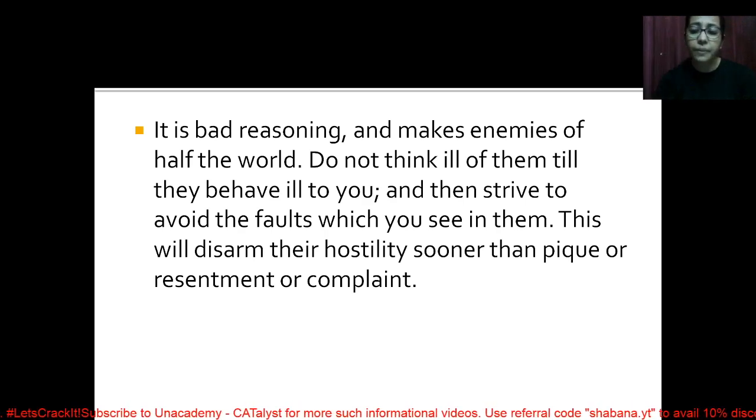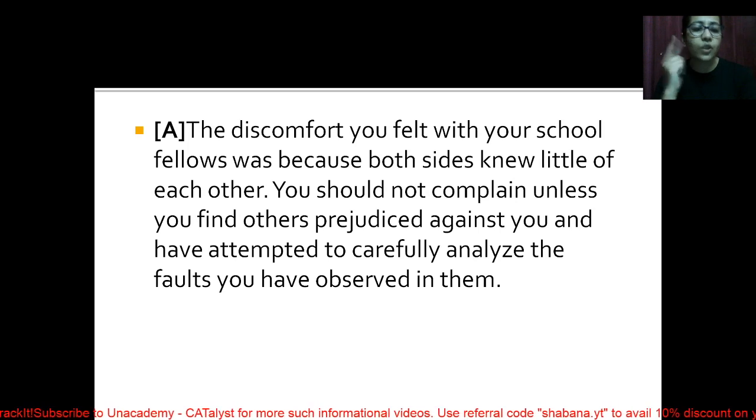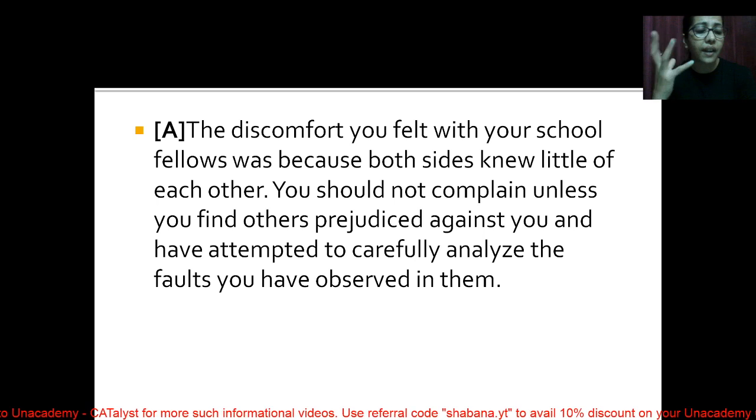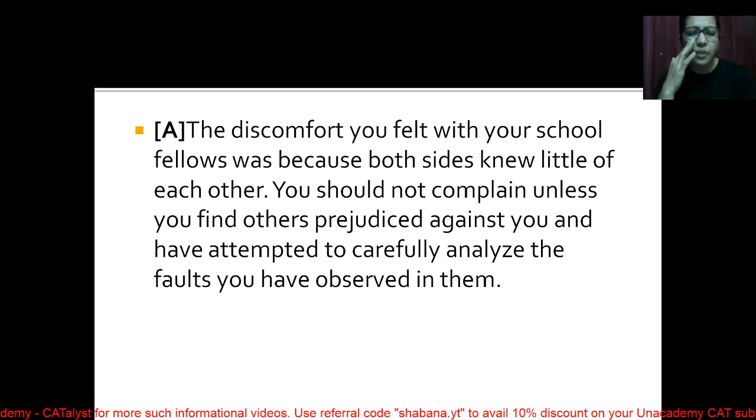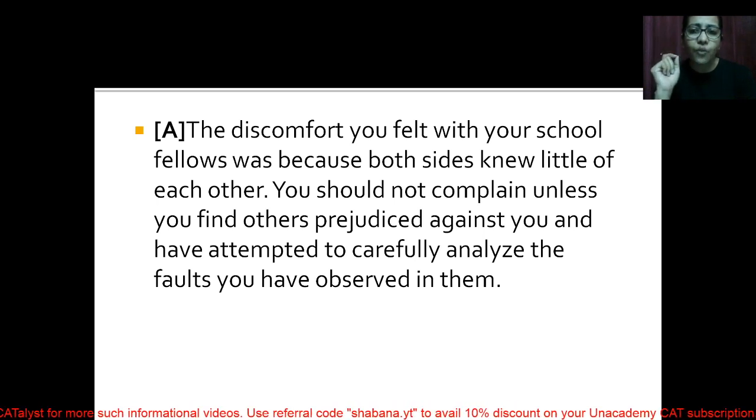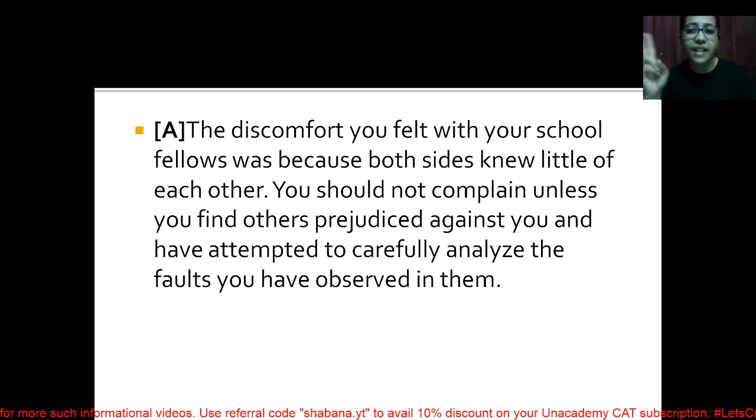Never do that wala aaya, right? Now let's go to the options and you see for yourself. Pique means irritate. Chidchidana. Now take a look at the options. Number A. The discomfort you felt with your school fellows was because both sides, dono aana chahiye.